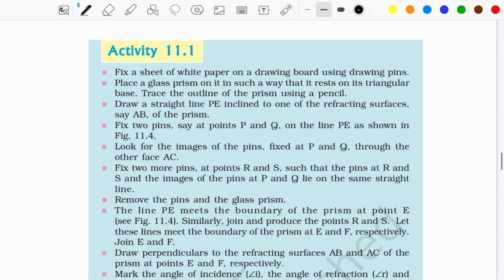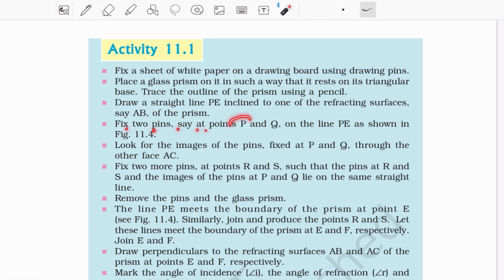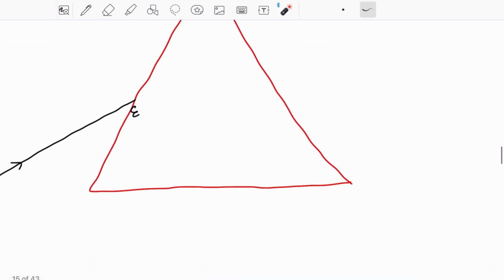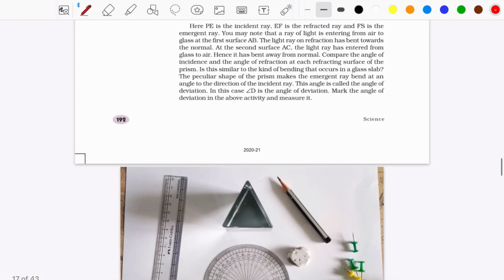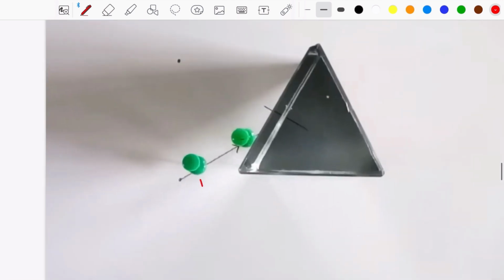Then what they are saying, fix two pins say at P and Q on the line PE as shown in the figure. So हमने यहाँ पर दो पिन्स लगा दिए. Pin 1 is Q, pin 2 is P and the other one is Q, like this. ठीक है, this is our P and this is our Q. क्लियर हो गया. यहाँ पे हमने नॉर्मल भी अपना ड्रॉ कर रखा है.